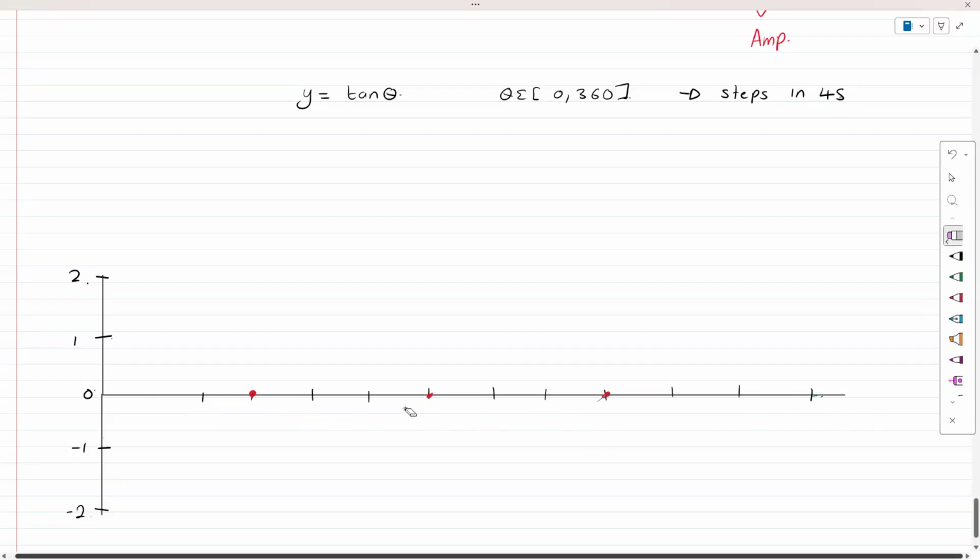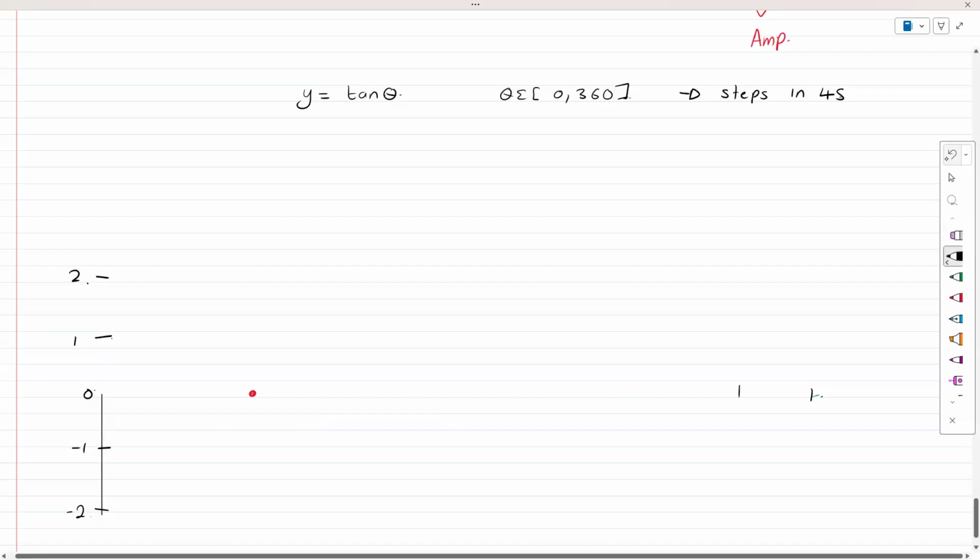I'll have to redraw this graph. Just give me a moment. I spaced it out for 30s. It should be spaced out for 45s. Okay, that wasn't fun.